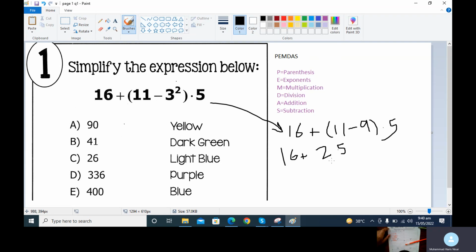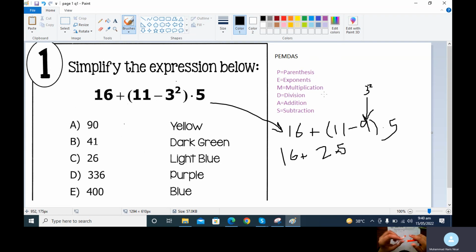Now which step will you follow first? Will you add first or multiply first? What did you do in the parentheses, 11 minus 3 squared? 3 squared equals 9, isn't it? And 11 minus 9 equals 2. Now it will be multiplied by 5. Can you tell me which step you will do first?